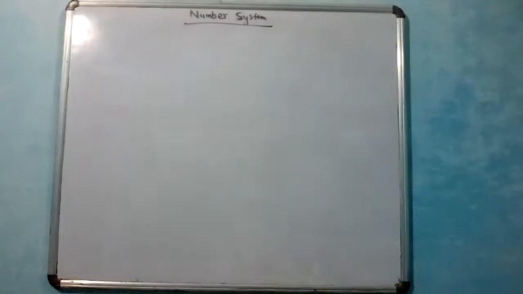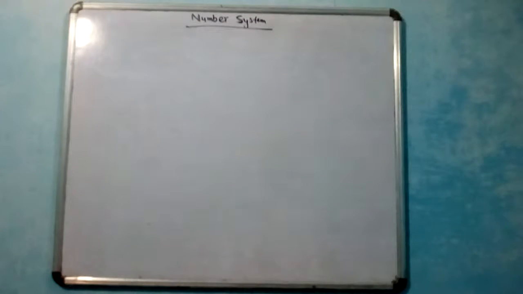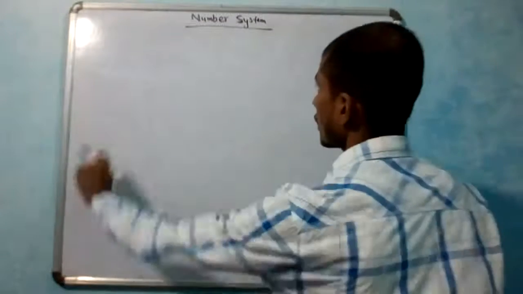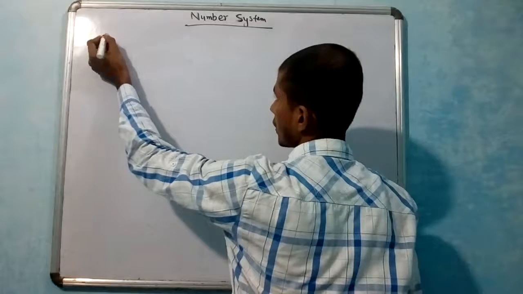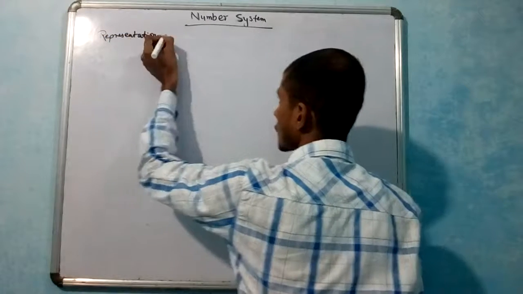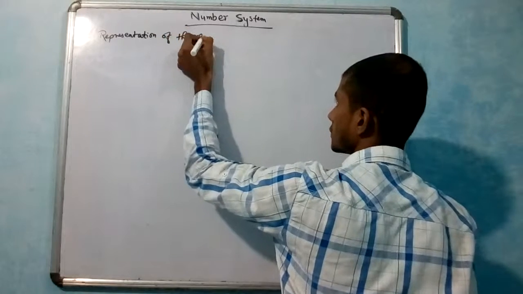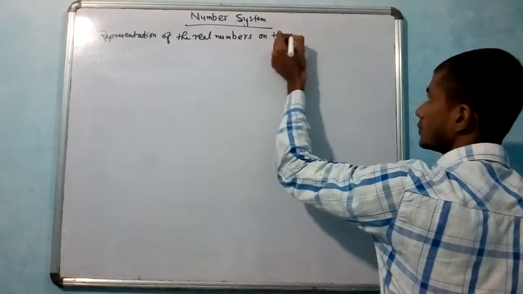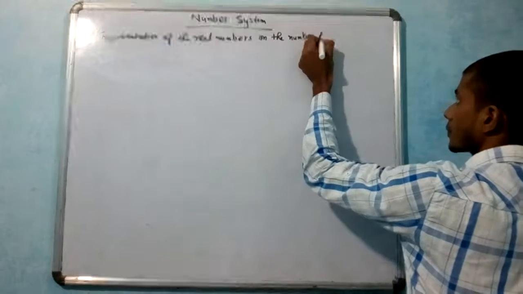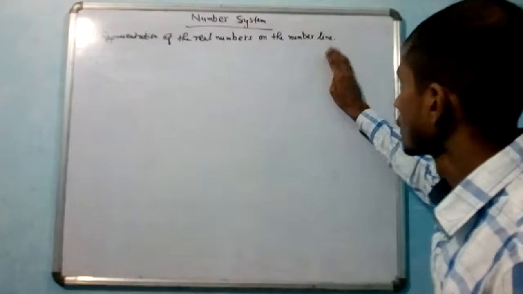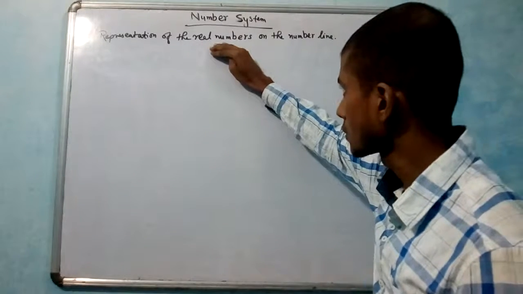So in the number system, we have seen different types of numbers in the last class yesterday. Now today what we will see is how to represent the numbers on the number line. Representation of the real numbers on the number line. So in the real numbers, what are the different numbers we have seen?